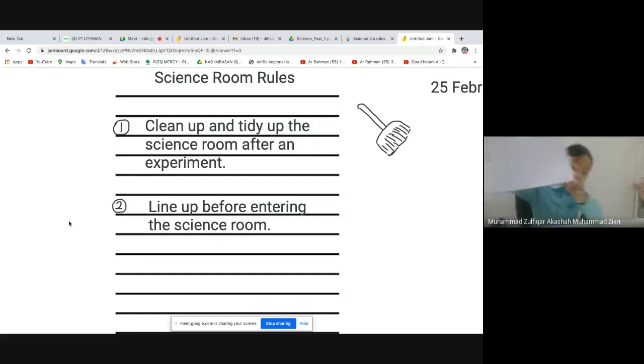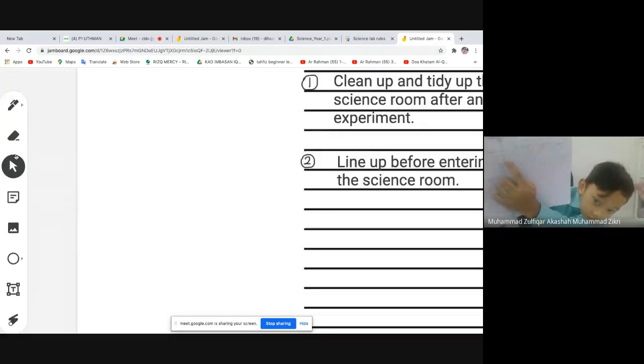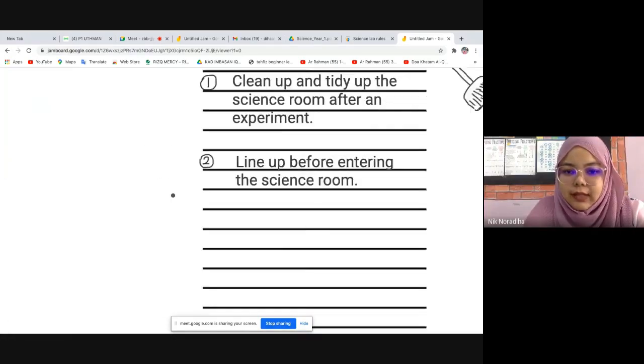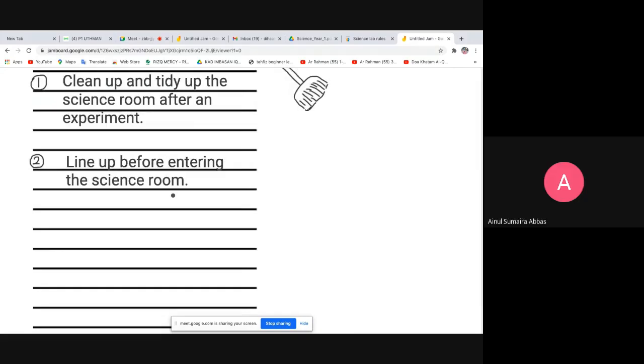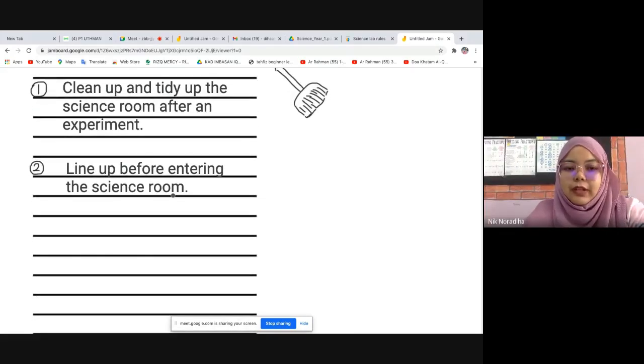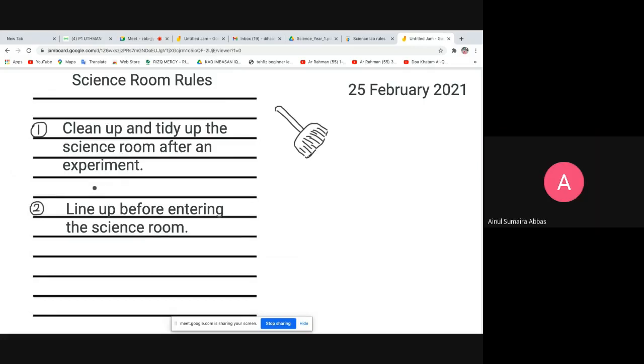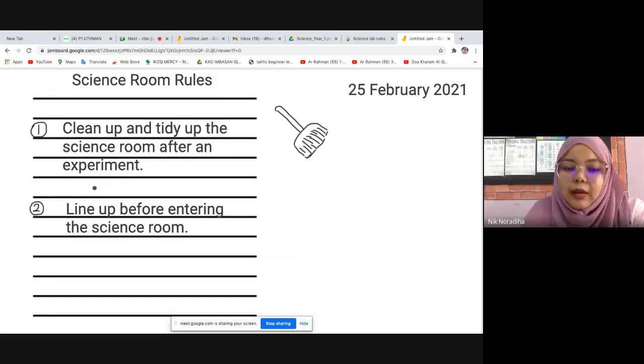Yes, you have to sketch the broom. But I have no place to sketch the broom. If you don't have enough space to sketch beside the rules, you can sketch below. Do you have any space below the first rule? Yes. Okay, so sketch that.